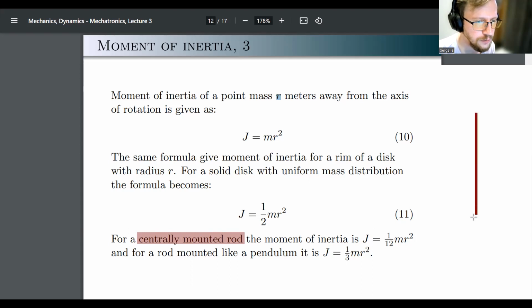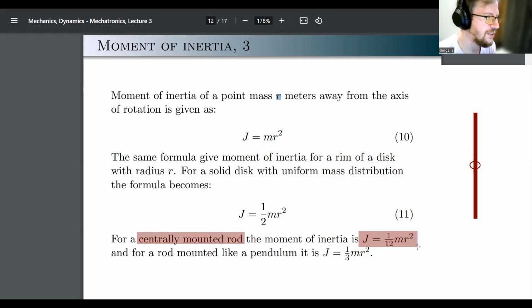Here is the rod. And the axis of rotation is at the center, like the geometric center of the rod. So it rotates around the center. For this rod, the moment of inertia will look like 1/12 of mr squared. Notice mr squared is almost everywhere. The coefficient is the question. And again, you can recover it by integrating for each point on the rod.